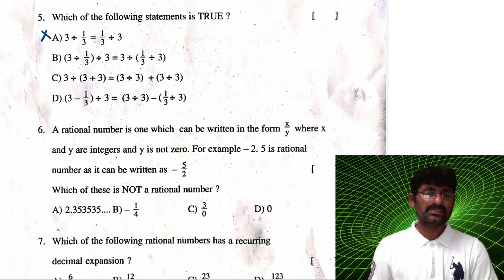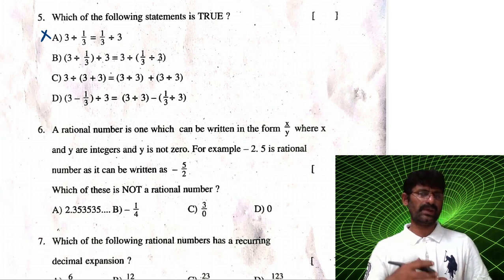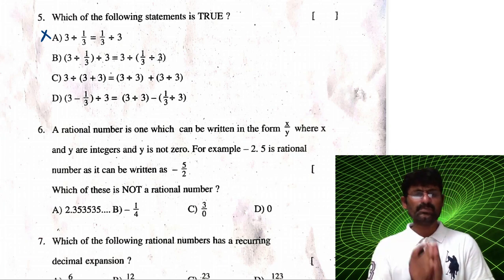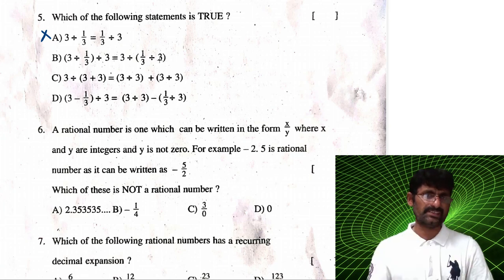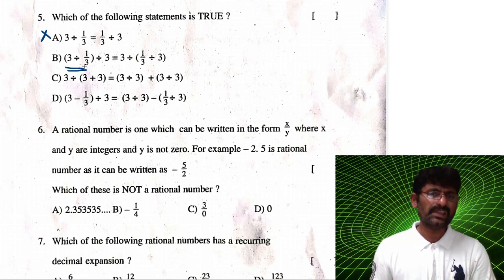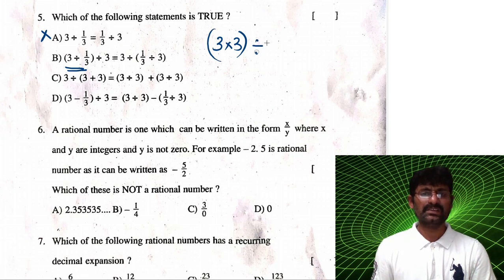Let us see option B. So 3 divided by 1 by 3, divided by 3, equal to 3 divided by, 1 by 3 divided by 3. Here we have some brackets actually. So first we need to simplify the values which are within the brackets. So here 3 divided by 1 by 3, we can write that one as 3 times reciprocal of 1 by 3, which is 3. So 3, now divided by 3. This is left side value. Right side value is 3 divided by, within the brackets, 1 by 3 divided by 3 we have. Let us write this one as times reciprocal of 3, that is 1 by 3.